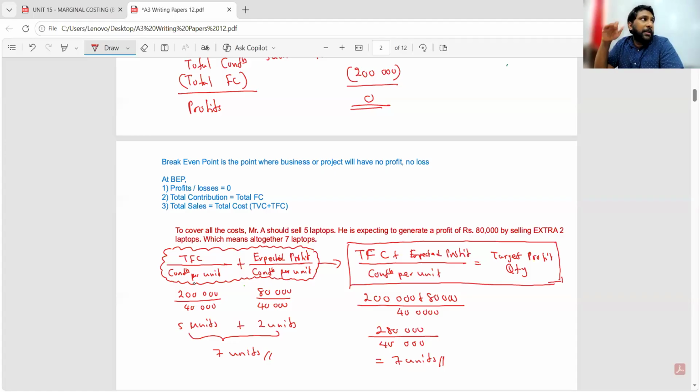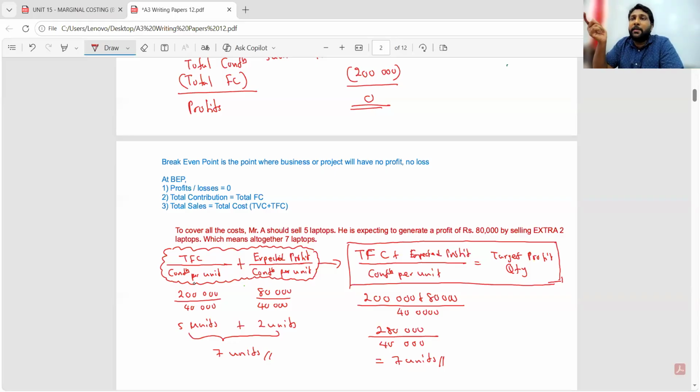Okay. Then we move to the marginal cost income statement. Tell me, people. Sales, total sales minus total variable cost is the total contribution, minus the total fixed cost is the profits. Then we move to the next one, people, the one that we studied now. If you want to earn some target profits, how many units to sell? What should the quantity be?